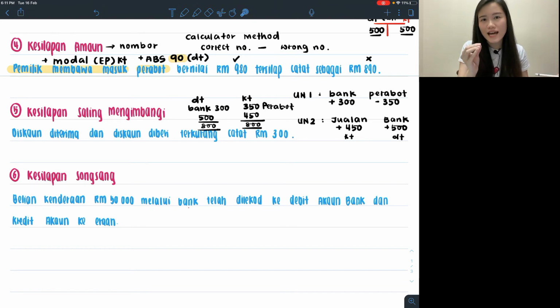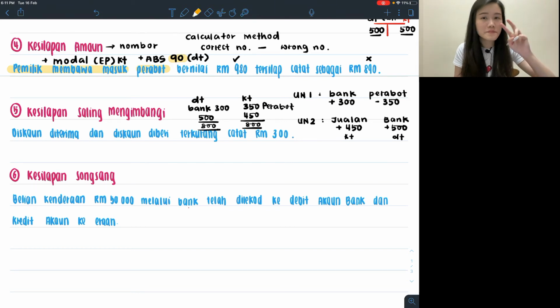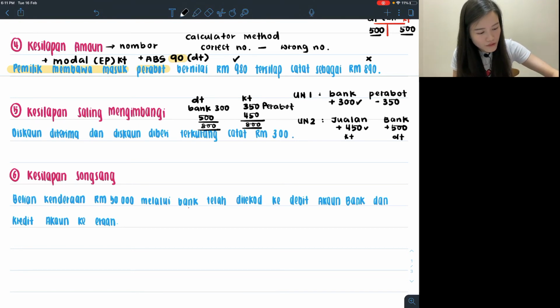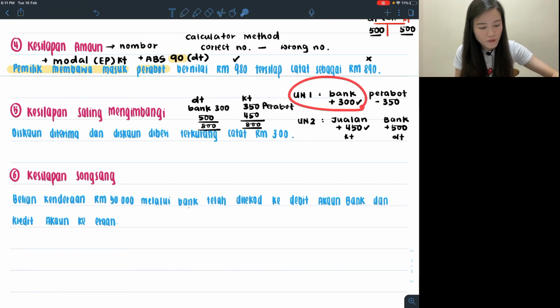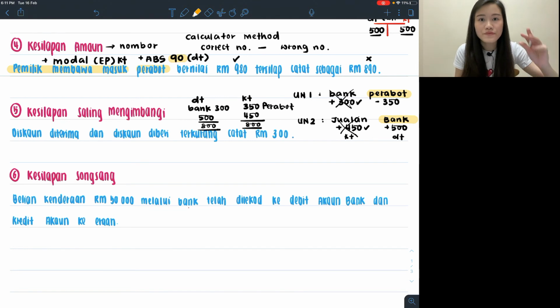So how should I do the correction? We will pick out the two that have a problem. Example here, the correct one is supposed to be 300, and the correct one is supposed to be 450. So I don't use these two. In urus niaga number 1, I will ignore the bank, I will ignore the jualan. But the wrong ones are going to be perabot dengan bank. I will take these two out and help them do the catatan. Both of them have an extra 50 ringgit.